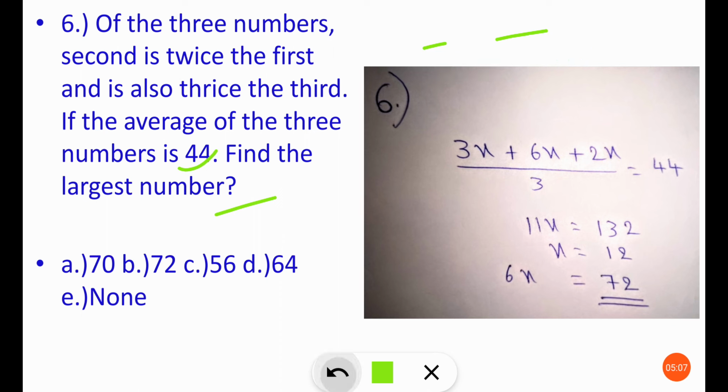Okay, their average is given as 44. 3x plus 6x plus 2x by 3 equal to 44, and 6 plus 3 is 9, 9 plus 2 is 11. 11x is equal to 132, x equal to 12, and they have asked to identify the largest number. Among these three numbers, which is the largest? Obviously the 6x is the largest, so 6 into 12 equal to 72. Option B is the right answer.